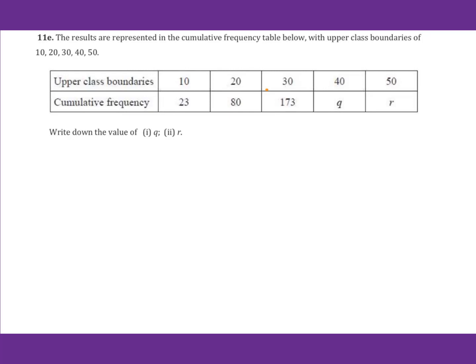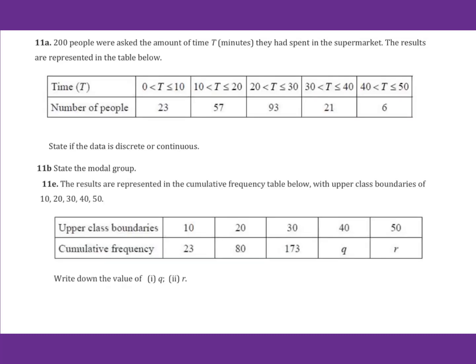For 11E, this is a cumulative frequency. We need to figure out this Q and R. According to this frequency table, we could say 173, we need to add 21. That is 194. Then you add 6. You will get 200. Therefore, Q equals 194. R equals 200.